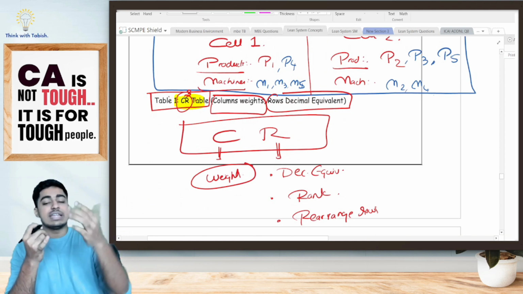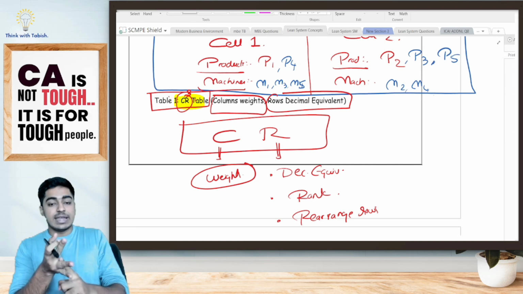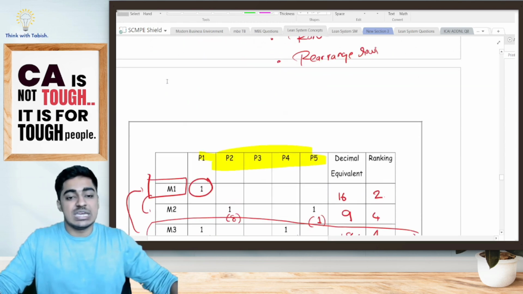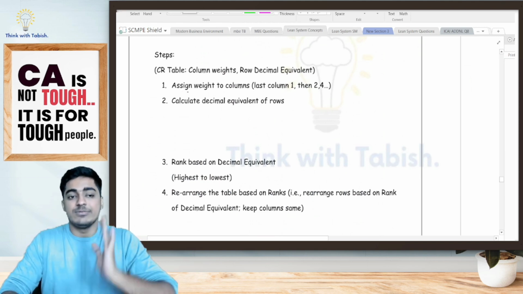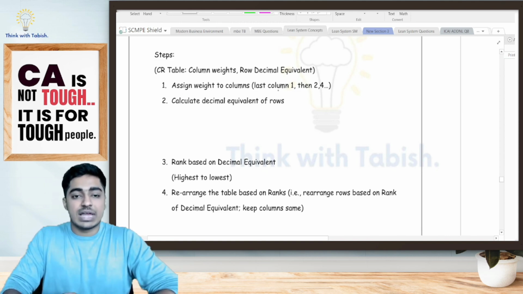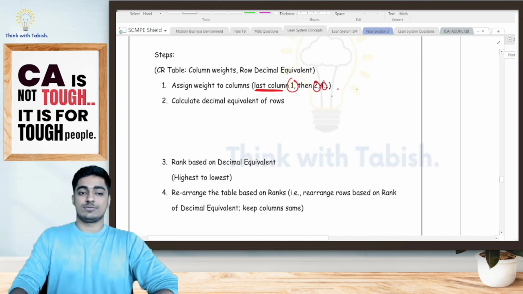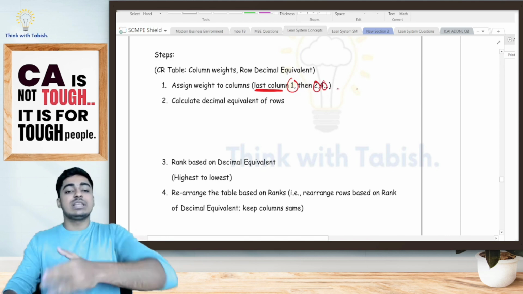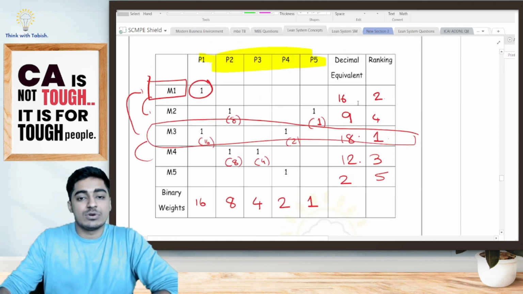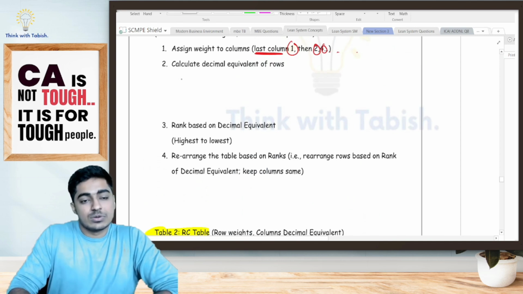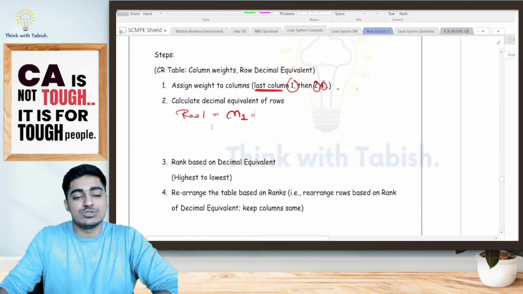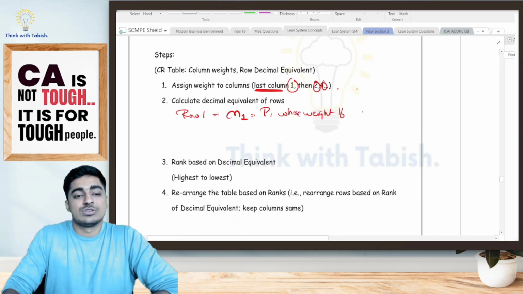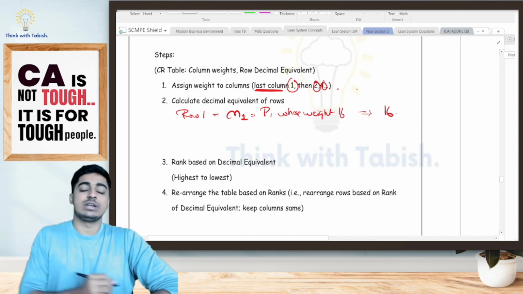For column we are doing one thing, that is giving weight. For row we are doing three things: decimal equivalent, ranking, as well as rearrange. Same thing we have written down here. Look at this CR table: for column weight, for row decimal equivalent. First step, assign weight to your columns, that is, from the last column do 1, 2, 4, so on and so forth. Based on that, calculate the decimal equivalent of rows. Say for example, row number 1, which is of machine number 1. Which parts is it producing? It's only producing P1 whose weight is 16. So machine number 1's decimal equivalent is going to be 16.